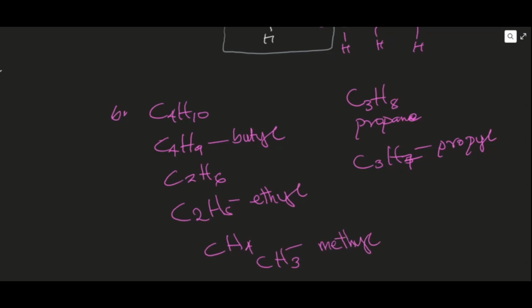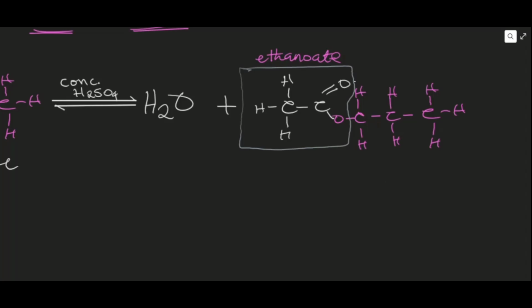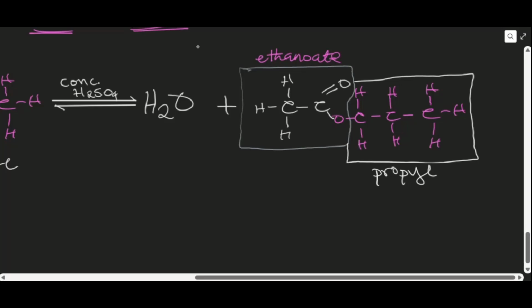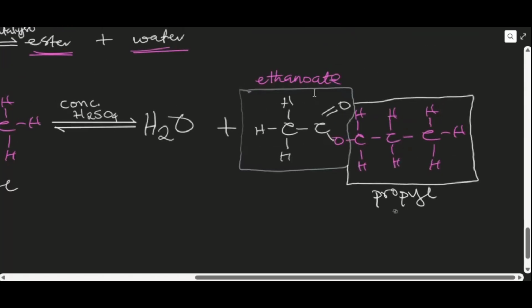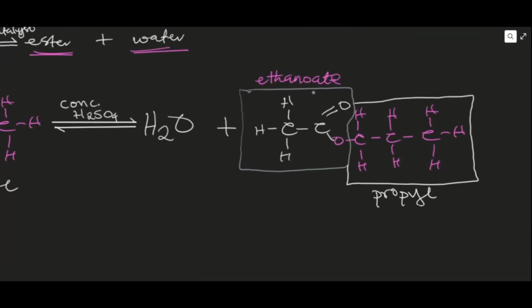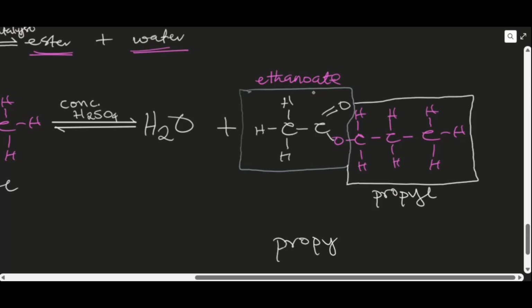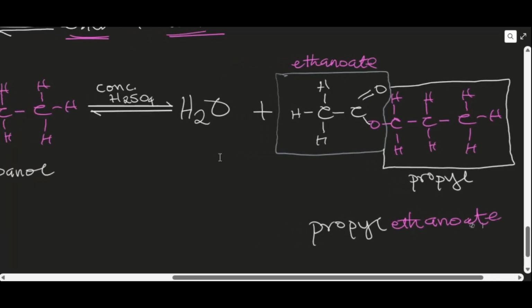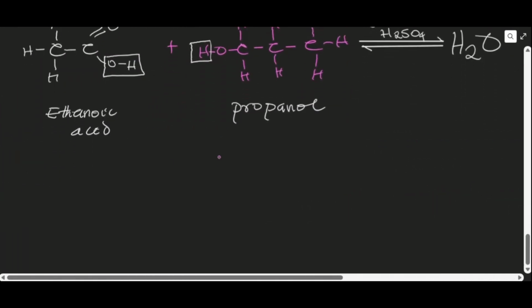So in our case here, what we have is C3H7. So this is going to be propyl. Now, to arrange the name, you will just swap the structure. Ethanoate comes before propyl in the structure. If you want to name it, propyl will come first. You just say propyl and then ethanoate. So that is the name. So let's look at one other example.